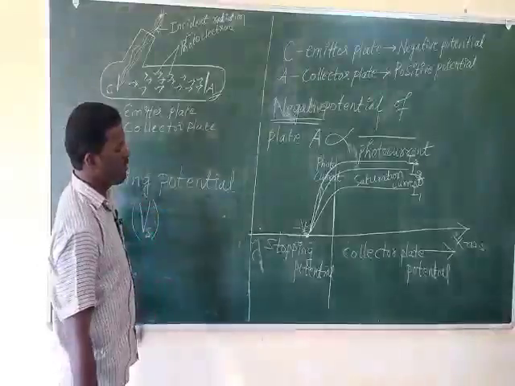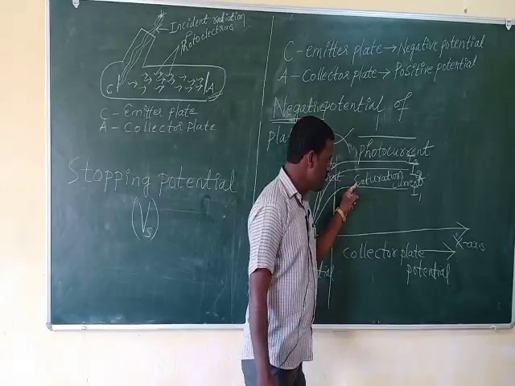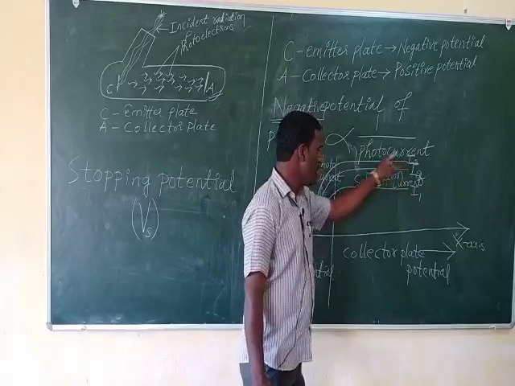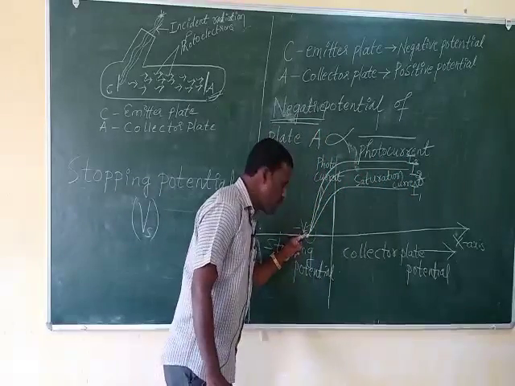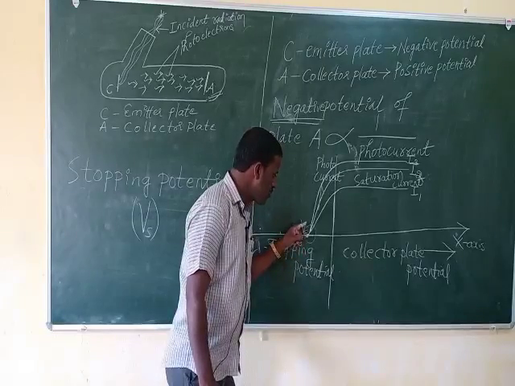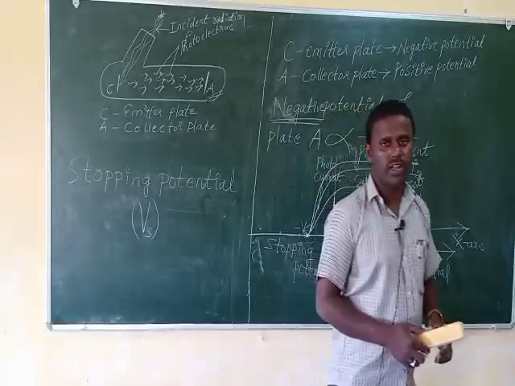So remember, for the procedure repeated with different intensities of the light I1, I2, I3, the stopping potential is obtained at the same point. What it means is that stopping potential is independent of the intensity of incident radiation.